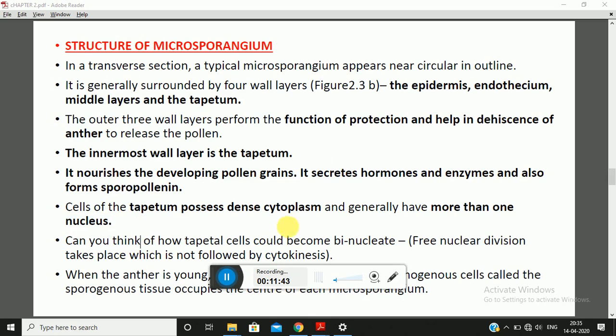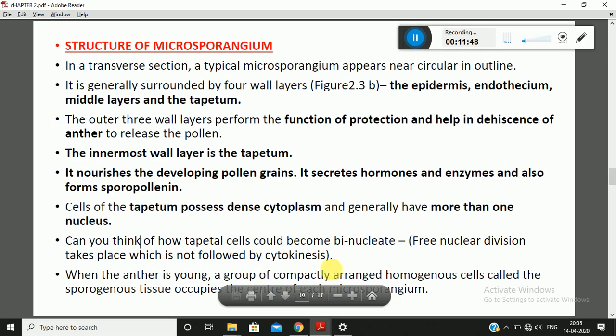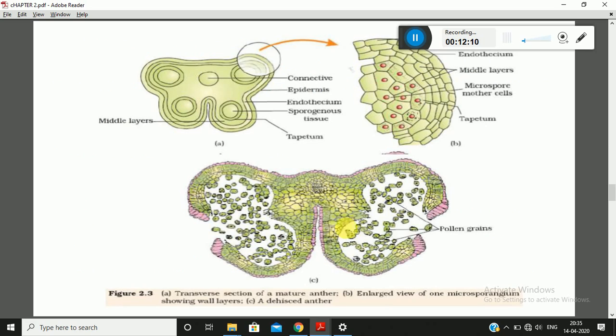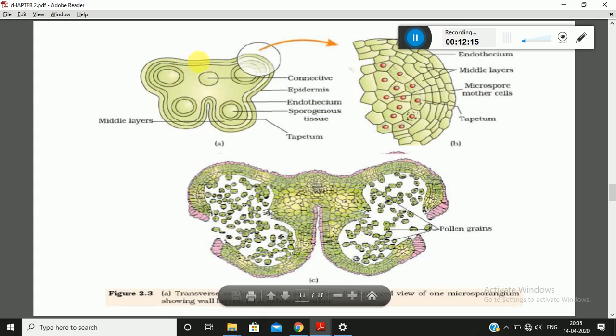Now basically when the anther is young, initially a group of compactly arranged cells known as sporogenous tissue will occupy the center of the microsporangium. So during the early stage of development of the anther, the microsporangium will be filled up by sporogenous tissue, and later it develops into a pollen sac. So basically, if you see the structure of the microsporangia here, we can see that they are circular in outline.